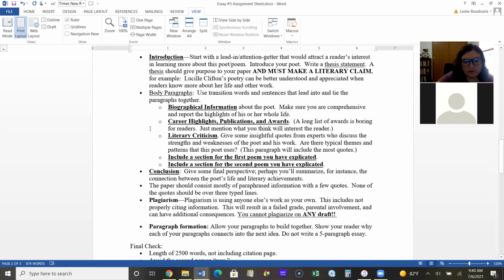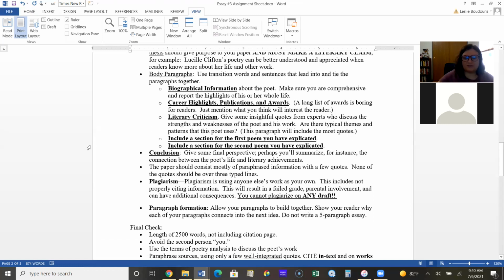In the body paragraphs, you'll use transition words and sentences that lead into and tie the paragraphs together. So you'll have at least one paragraph of these three. You can have more than one paragraph about them, but at least one paragraph about those in these orders, okay?